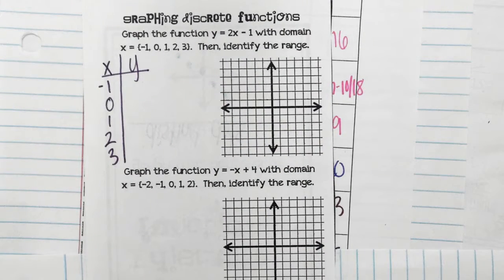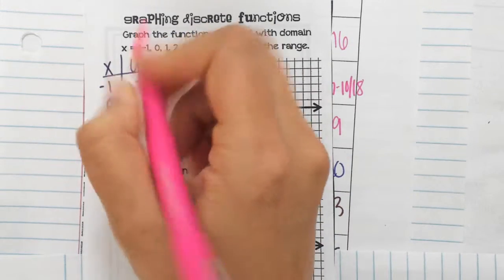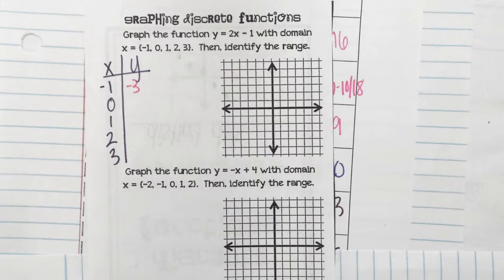Now it gives us the function of y equals 2x minus 1. So all of your x values you're going to plug in where x is. So what's 2 times -1? And what's -2 minus 1? -3. Fantastic. Does everybody see where we got -3 from? Does anybody not see?